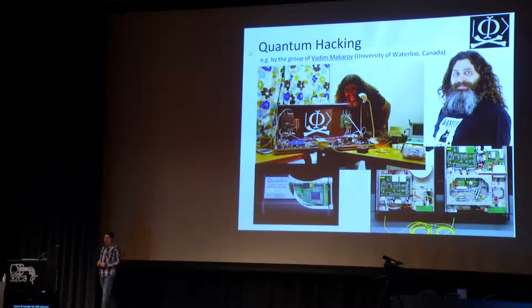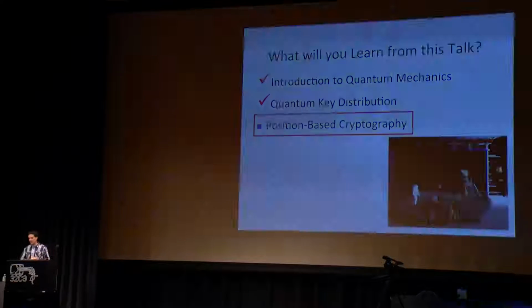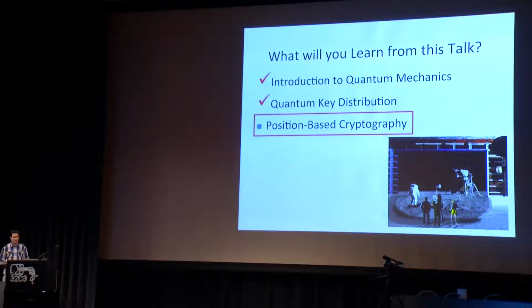Okay, so that's the state of the art of quantum key distribution. And yeah, I think I'm approaching the last part of my talk. So I'd like to come back to this question. Remember the question? The moon, yeah. How can you actually prove that you are at a certain location?